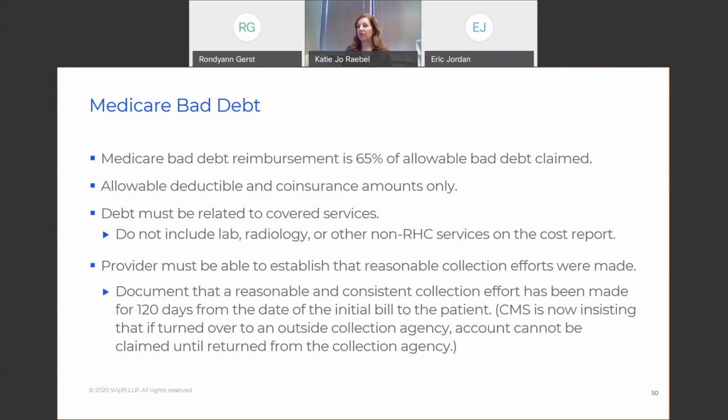And we have to make sure that we've met certain requirements as a rural health clinic in order to claim these amounts on our Medicare cost report. And some of those components, one, we have to make sure that we've made a reasonable and consistent collection effort to recoup these amounts from the patient. So Medicare deems 120 days from the date of the initial bill as a reasonable collection effort. We also have to make sure, and this is key right here, that if these amounts have been turned over to a collection agency, that we still have the opportunity to collect on them, and therefore we cannot claim them on our Medicare cost report. So that's an important component of this as well.